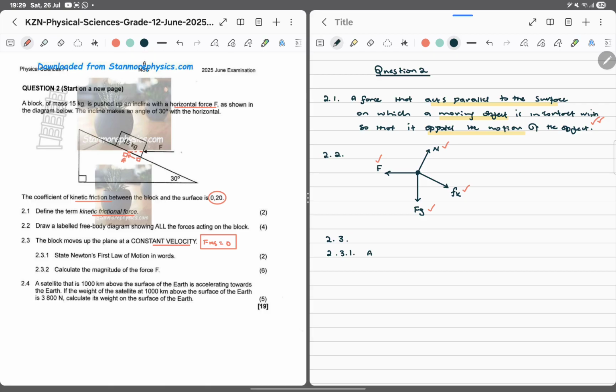Well, we will say an object will resist any change to its original state of motion unless acted upon by an external non-zero force.